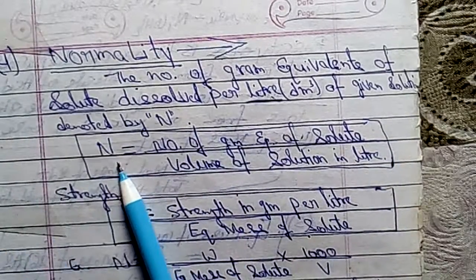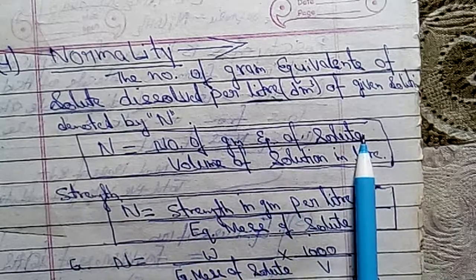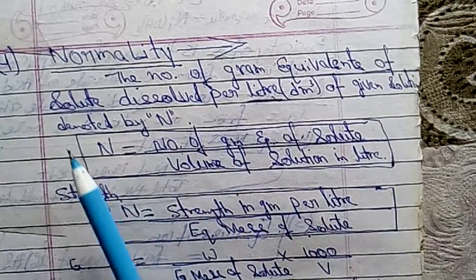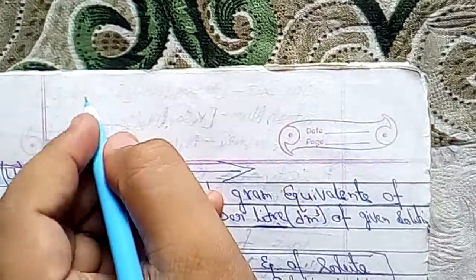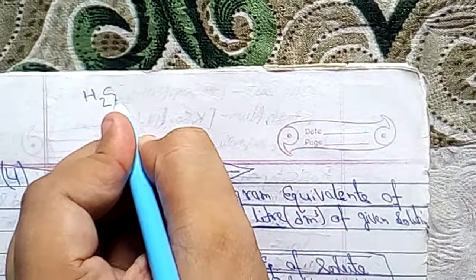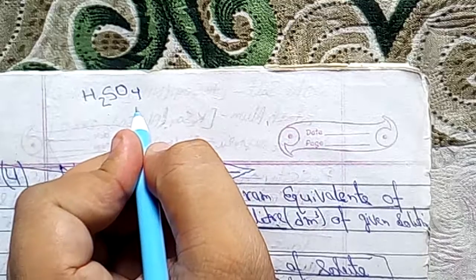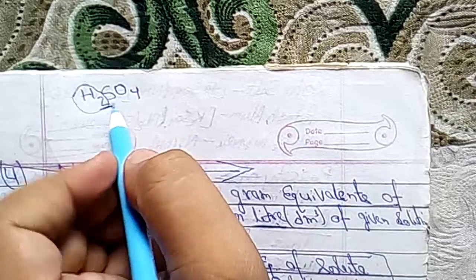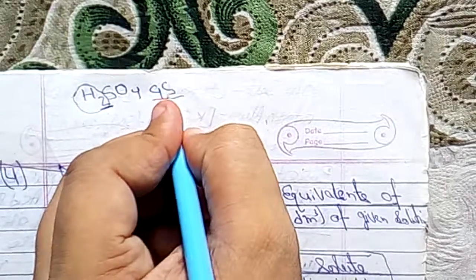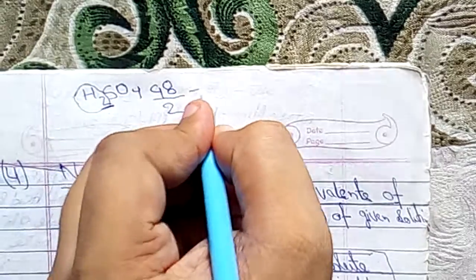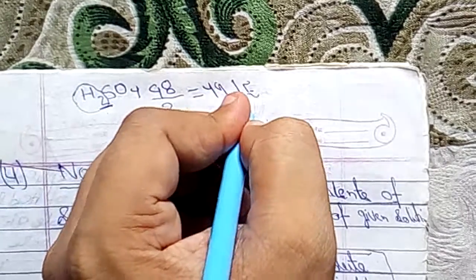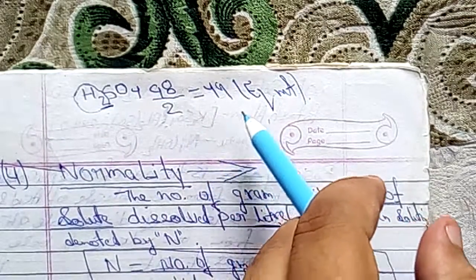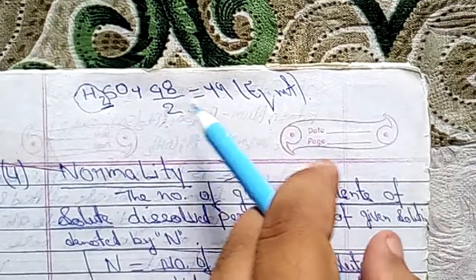So what is the formula? N equals the number of gram equivalents of solute divided by volume of solution in liters. So we know how to get the normality. Just see here, if H2SO4 is here, what is the equivalent weight of H2SO4? See the number of hydrogens. How many hydrogens are in the formula? 2. So if the molecular mass of H2SO4 is 98, we divide it by 2. We get 49. So 49 is the equivalent mass, or equivalent weight, which we are going to use in normality. We are not going to use molecular mass, but we'll use the equivalent mass.